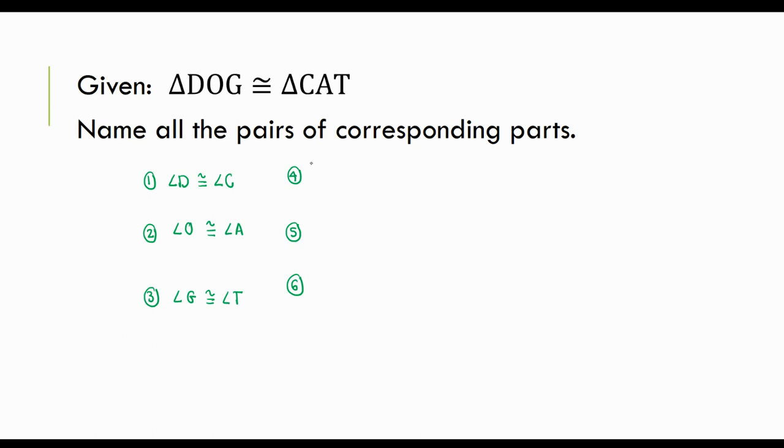If I look at my segments, I see DO as a segment. They're the first 2 letters. That's going to be congruent to CA as a segment because those are the first 2 letters. Then I can go to the last 2 letters. So OG, that's going to be congruent to the segment of AT, which are also the last 2 letters. And then finally, I can go to the first and the last letter. So DG, that segment is congruent to the segment of CT. And those are the names of all the pairs of corresponding parts.